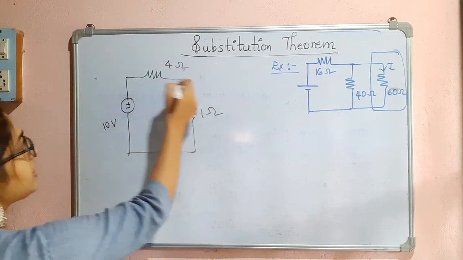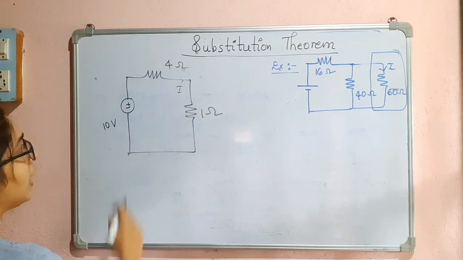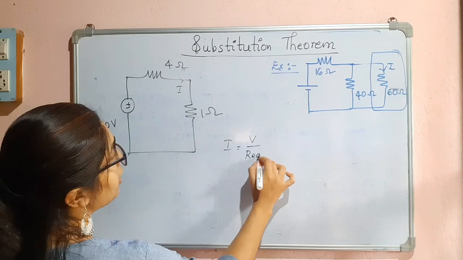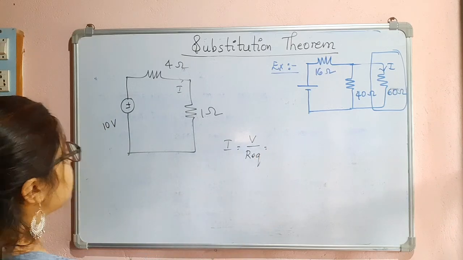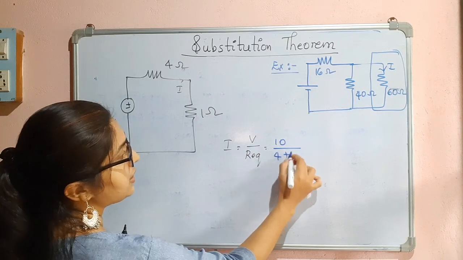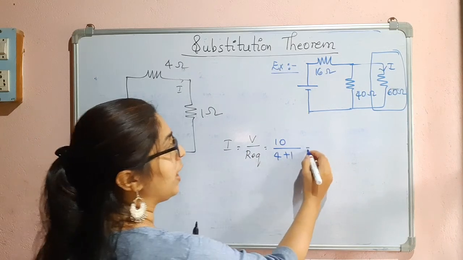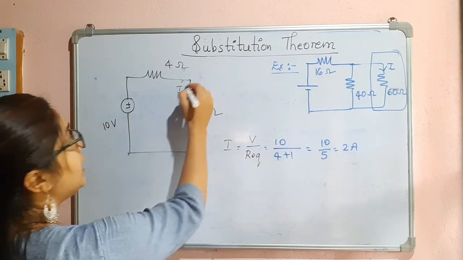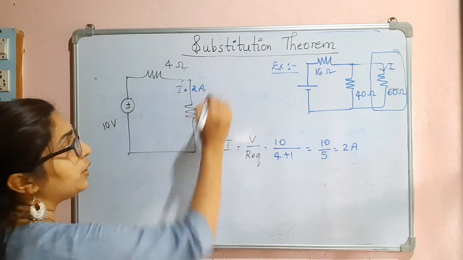So here first I will find out the current. Current can be found using V divided by R equivalent, right? Here V is equal to 10, divided by R equivalent, which is 4 plus 1 since they are in series, so it is 5. 10 divided by 5 is nothing but 2 ampere. So the current flowing here is 2 ampere.